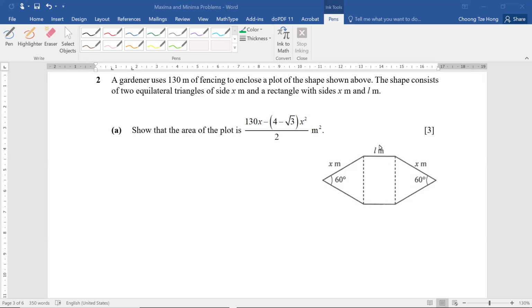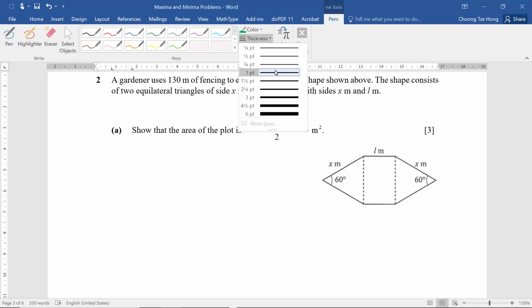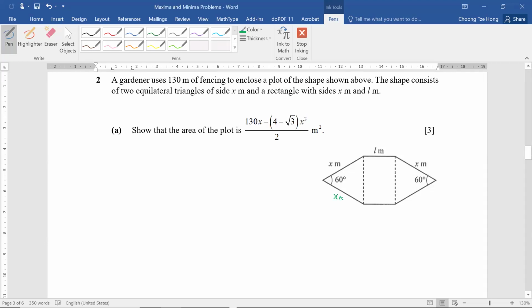Right, so over here we have two equilateral triangles, so maybe we can label the length first. This would be x meters over here. And of course, all three sides are the same length, so that's why the length of the rectangle is also x meters. Since they want us to show that the area of the plot is given by this expression, we need to start to work out the area of the plot. The area of the plot will be this triangle, plus this rectangle, plus this other triangle over here.